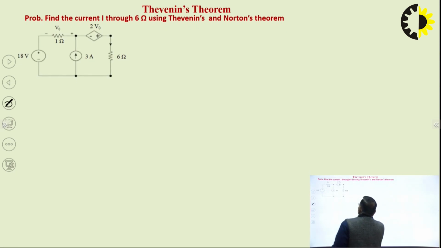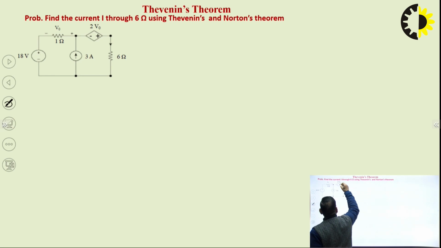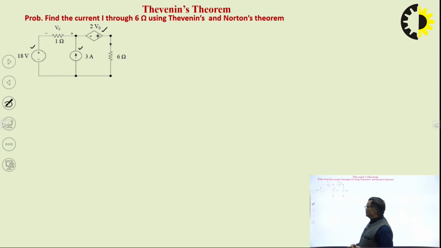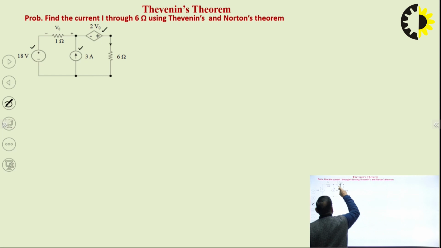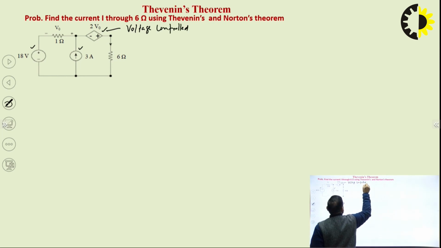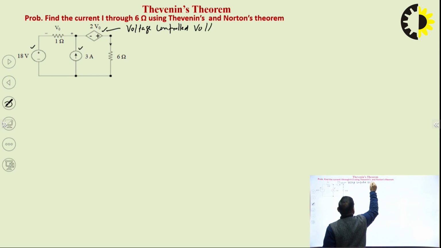Now take another example. In this case I have taken one dependent source, and these are the independent energy sources. So which type is this dependent source? It is a voltage controlled voltage source. This source is a voltage controlled voltage source.